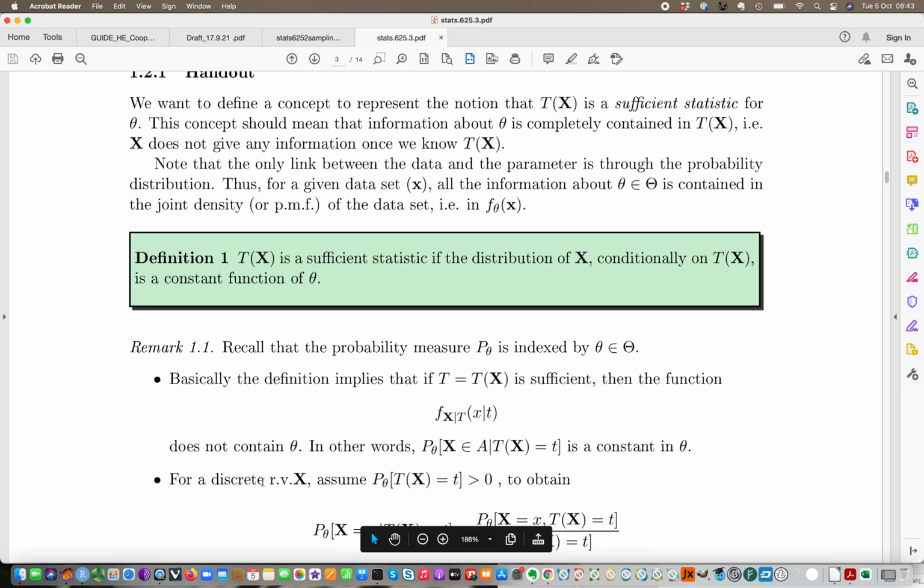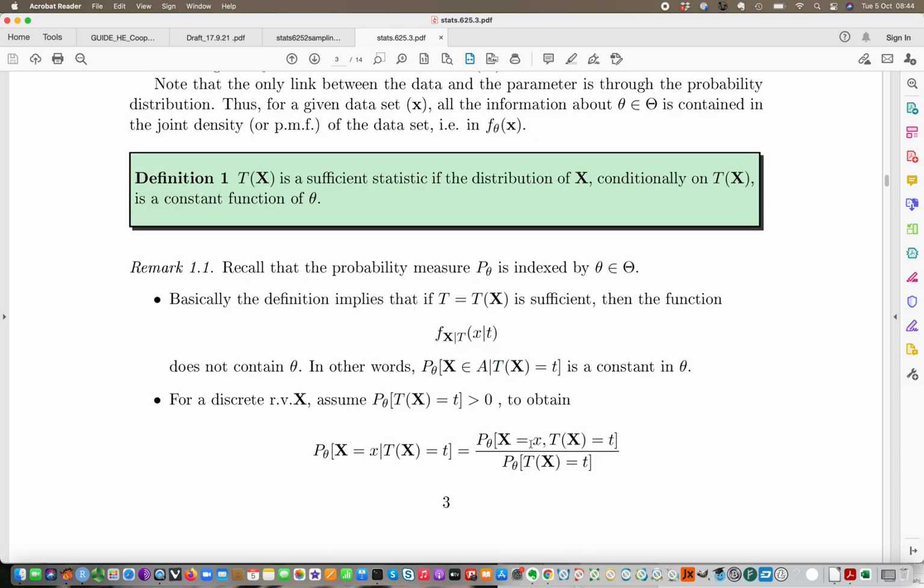So you could also write this in a few different ways. You could use simply the conditional density, or you could say the probability of X in A given T takes a certain value is a constant in theta. And here, this is pretty obvious intuitively that this is what we should have done, or what we mean. There's no information about theta left in the data once you condition on the statistic.